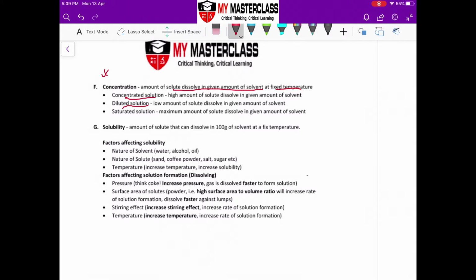So a common example would be, if I dissolve 10 grams of salt in 10 cm cube of water, and all the salt can dissolve, that will be a concentrated solution, compared to if I dissolve 1 gram of salt in 10 cm cube of water, that will be a dilute solution.